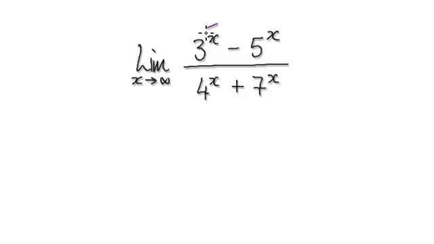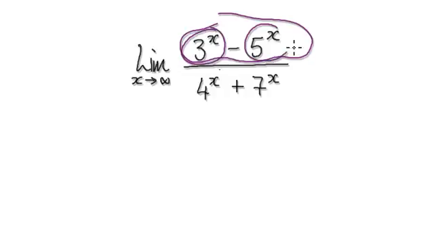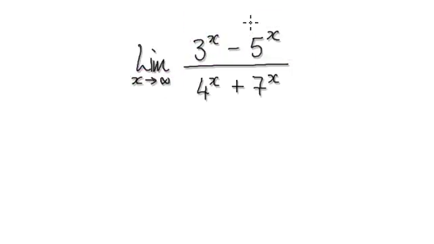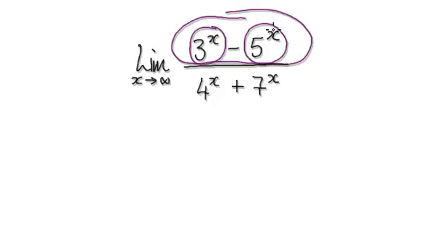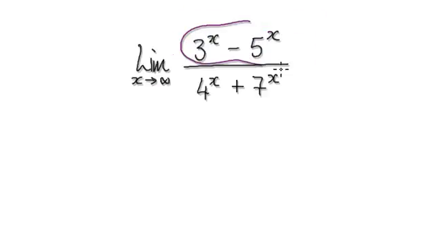Okay, so to do this, if you look at the numerator, you've got one thing, take away another thing. As x tends to infinity, this thing here is going to be irrelevant. So if you look at this bubble here, you've got one bubble, take away another bubble. Well, as x tends to infinity, this bubble will be irrelevant in comparison to this. So we would consider the numerator as a whole to be negative 5 to the power of x.